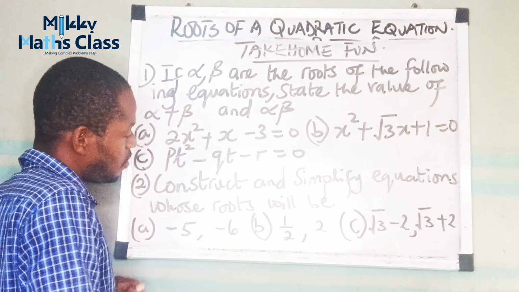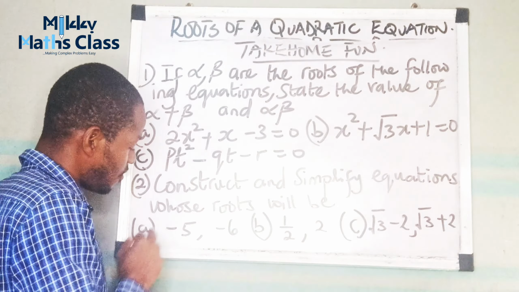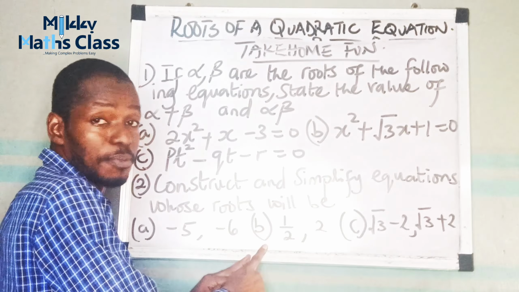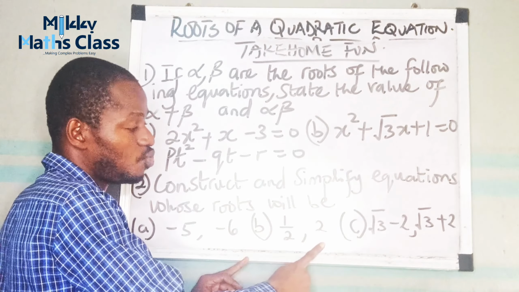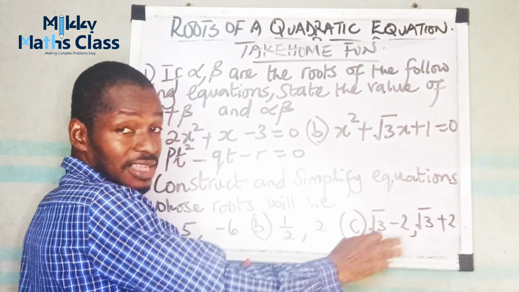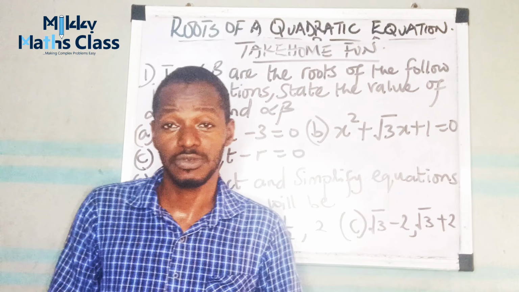Now the second one says, construct and simplify equations whose roots will be: the first one is -5 and -6. The b part is a half and 2. The c part is root 3 minus 2 as the first root, root 3 plus 2 as the second root.